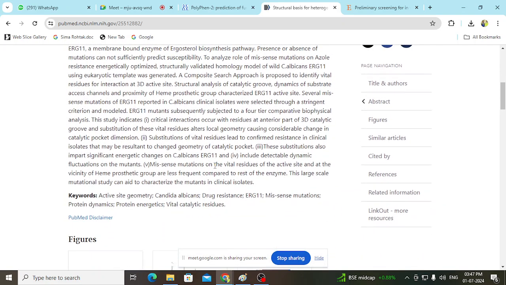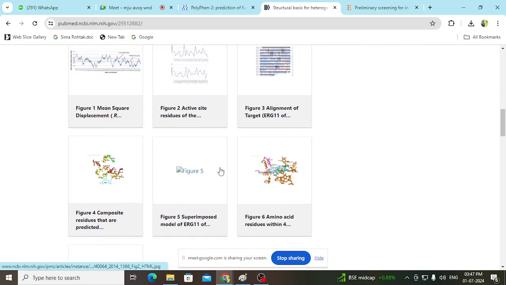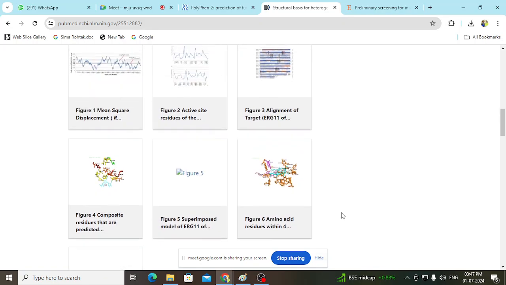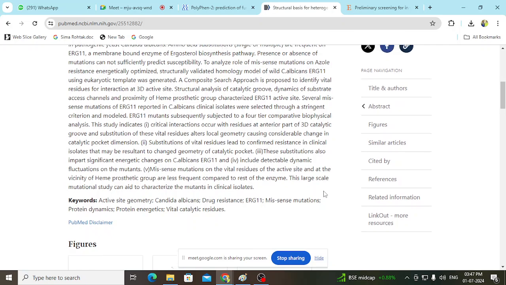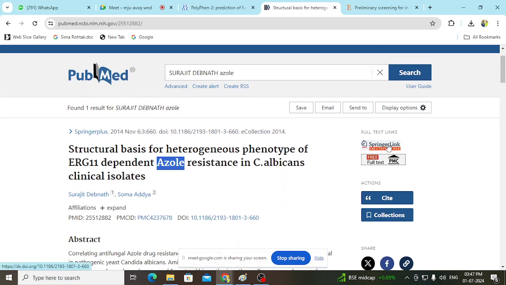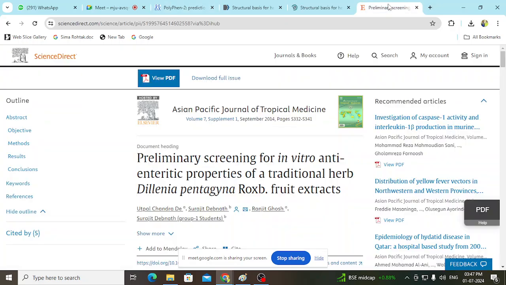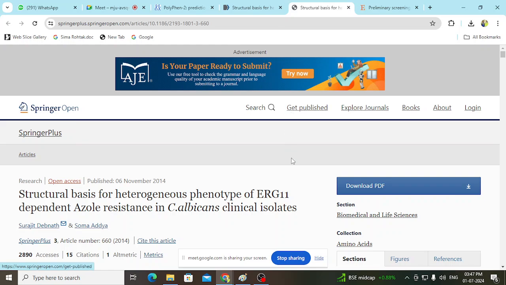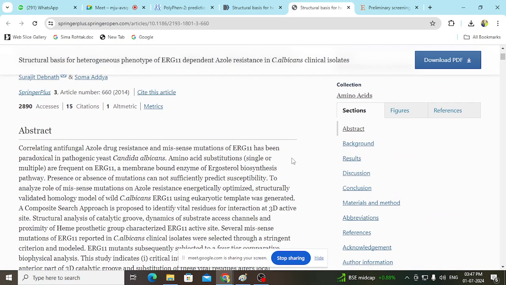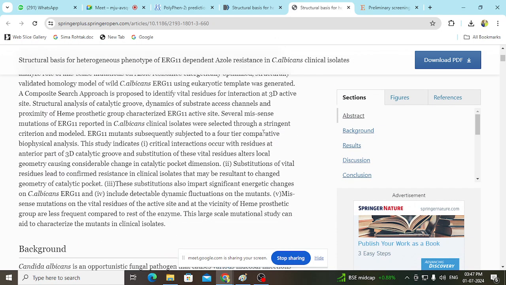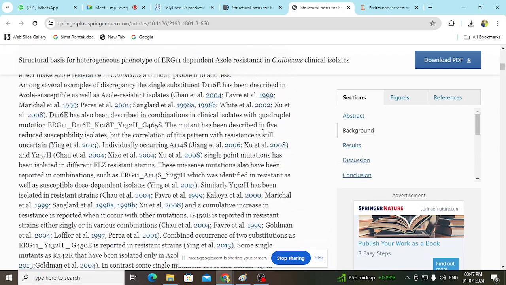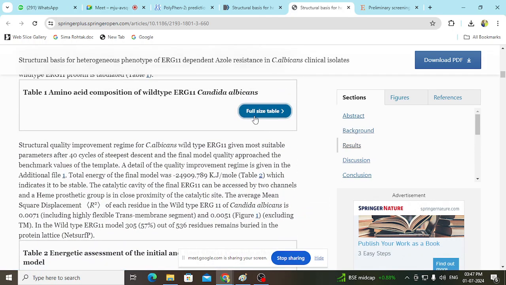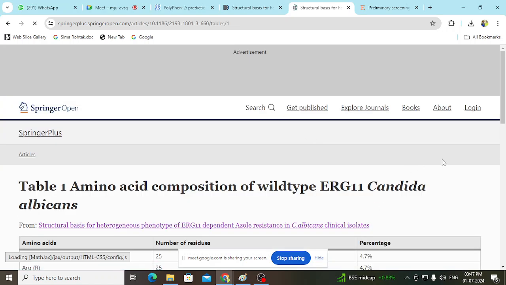Okay, so a whole lot of study was there, and multiple different things were given. So here you see some figures. Okay, figure 1. We'll go to the full research paper, so we'll go to Springer. The other study was published by Elsevier, which is a global science publisher, top level. This is again a top level science publisher, which is called Springer. So here you see, this is the background and all. We'll come back to the images. Here you see one full size table.